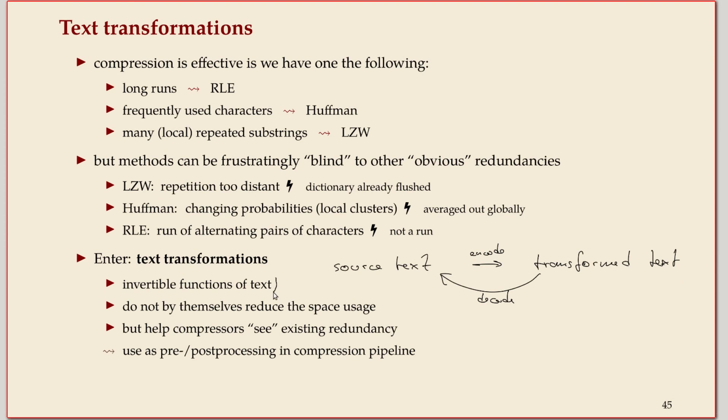Whereas this part is true for any compression method or any encoding, text transformations have additionally the property that they're not helpful in isolation. But they can help our compressors to see the existing redundancy. So they're not magically creating redundancies. They have to be invertible, so they can't really make anything appear that wasn't there before, but they can make it exploitable for the particular compression methods we have discussed.